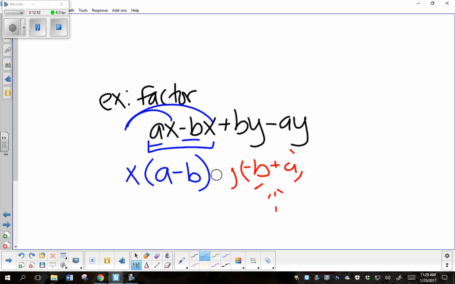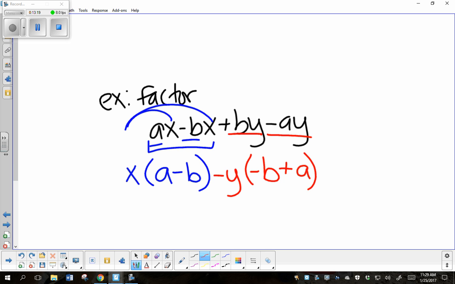So let's redo that. Instead of pulling out a positive y, let's divide each of those by a negative y. If I divide by a negative y, I'm dividing a positive by a negative, so that's going to leave me with a negative b. And if I divide this term, negative ay, by a negative y, negative divided by negative is a positive, so I'm going to end up with a positive a.